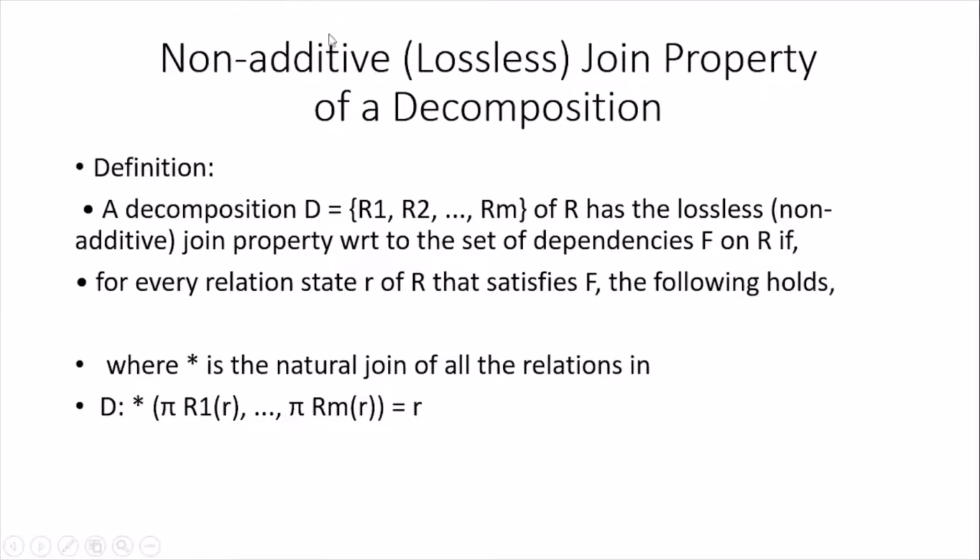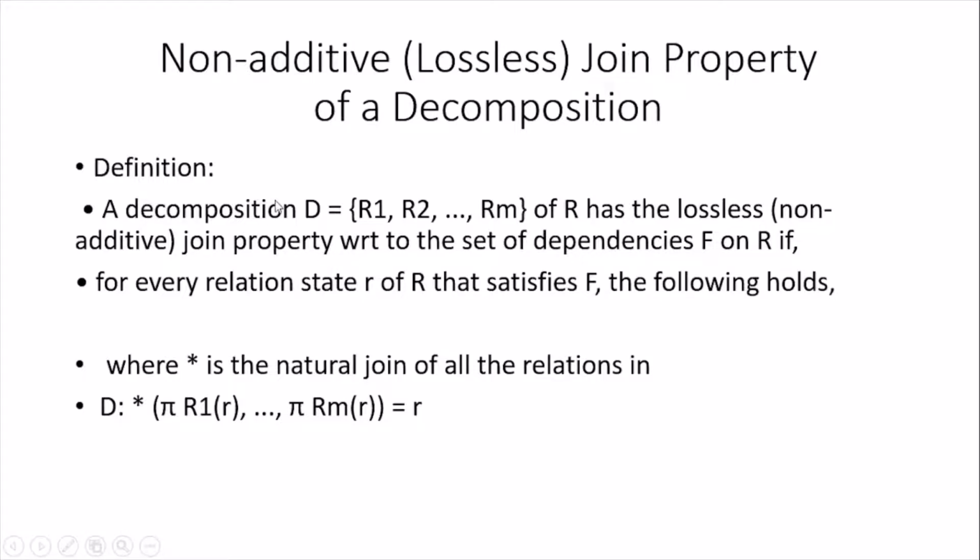Next is the non-additive or lossless join property of a decomposition. Let's see what is meant by this non-additive lossless join property. The definition is: a decomposition D = {R1, ..., Rm} of R has the lossless, that is non-additive, join property with respect to the set of dependencies F on R if for every relation state r of R that satisfies F, the following holds.